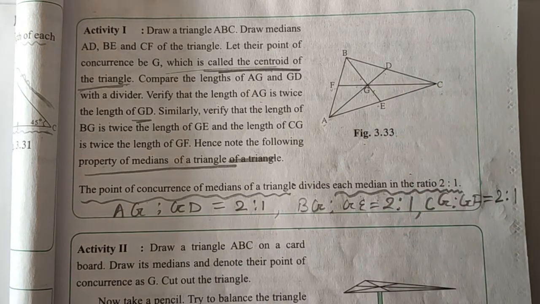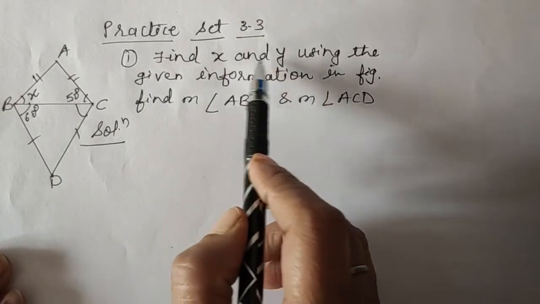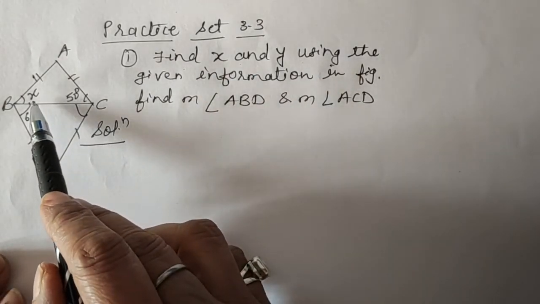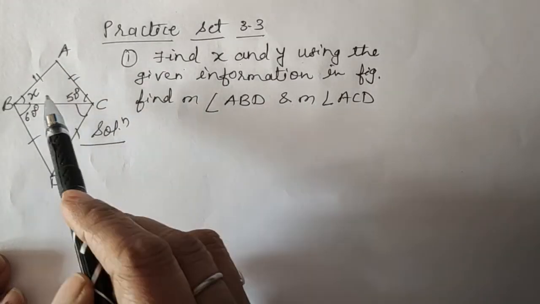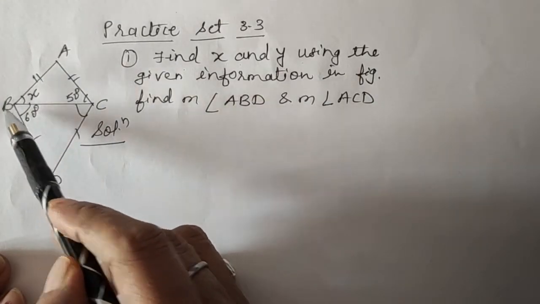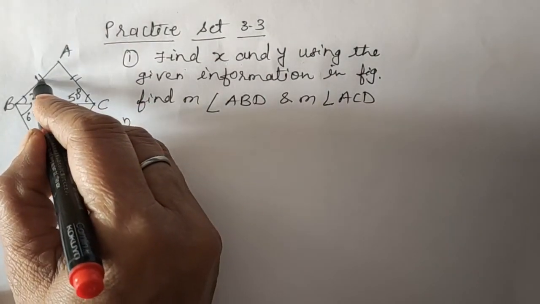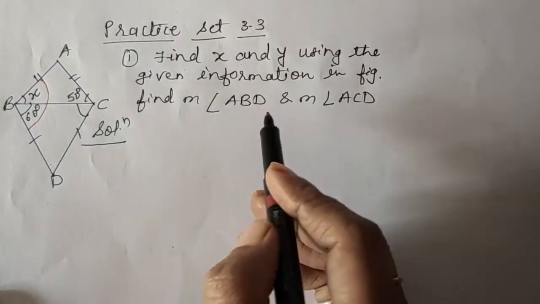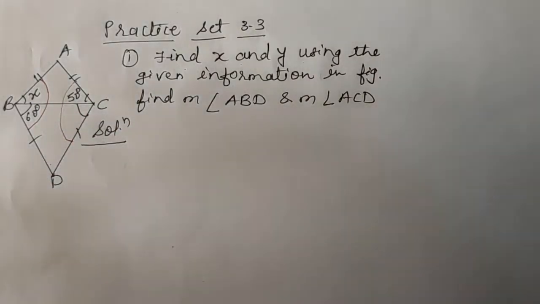Okay, so let's move to the next exercise, practice set 3.3. Just see the question. First sum, you have to find x and y using the information given in the figure, and you have to find the measure of angle ABD. See children, ABD. Let me show this by the pen. This ABD, and you have to find the measure of angle ACD. This is ACD. This you have to find.